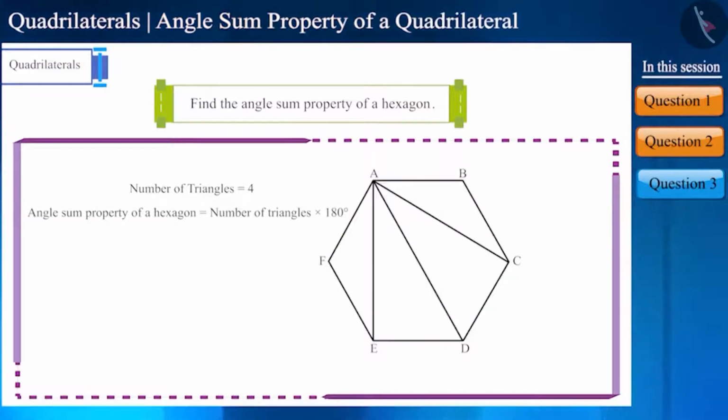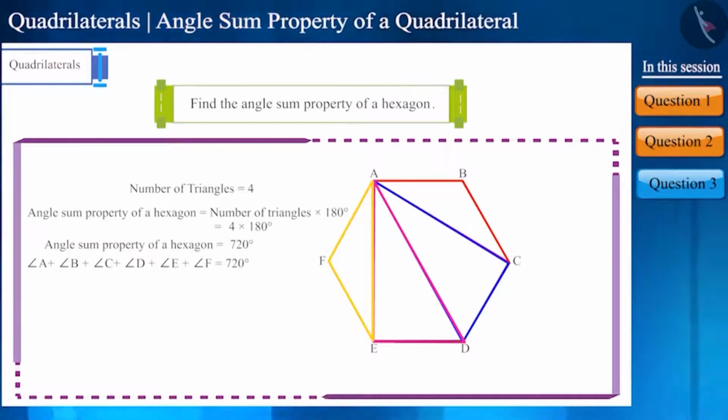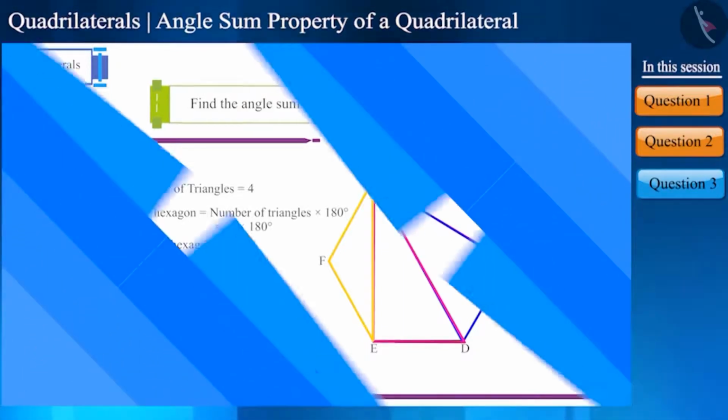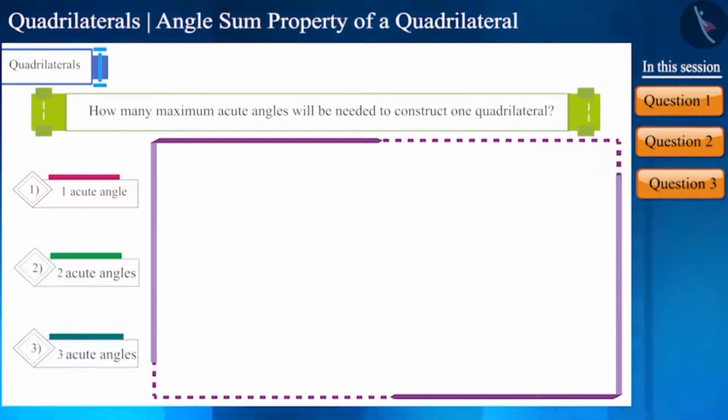You can see that we have got four triangles. That is, the sum of all the angles of a hexagon will be 4 multiplied by 180 degrees, which is equal to 720 degrees. Let's see another interesting question of this type. How many maximum acute angles will be needed to construct one quadrilateral? Friends, you can also pause the video to think about the answer to this question.